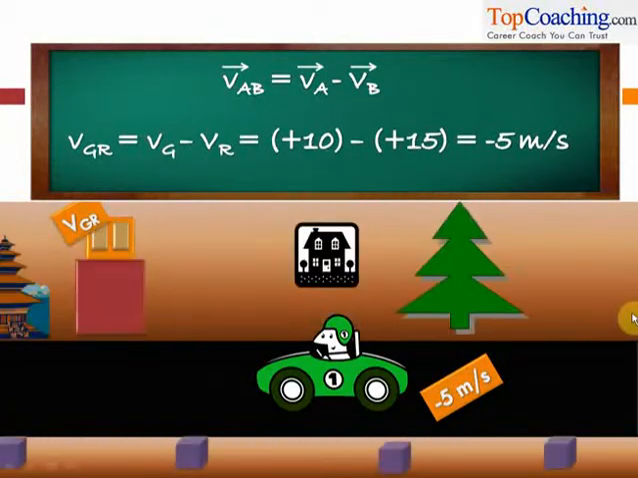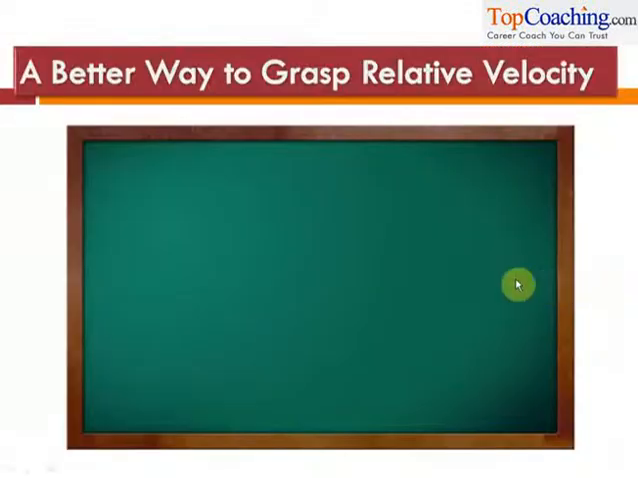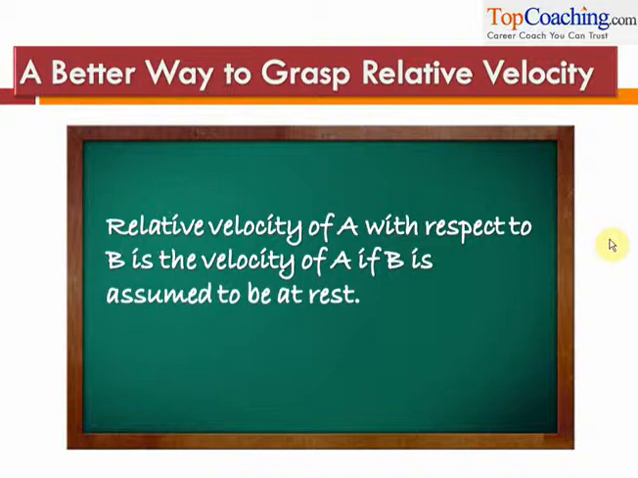Actually, there is a more interesting way to understand relative velocity. A better way to grasp relative velocity is to understand that relative velocity of A with respect to B is the velocity of A if B is assumed to be at rest. Let us try to understand this statement more. Let us say you're traveling in your school bus and the school bus is traveling at a speed of 10 meters per second. In that case, the velocity of another car traveling next to you is the velocity of the car minus your own velocity, isn't it?